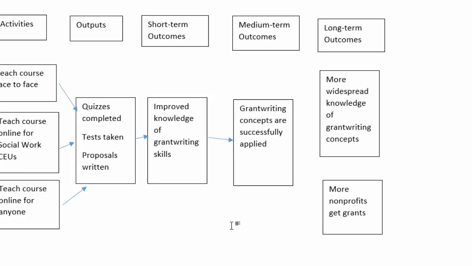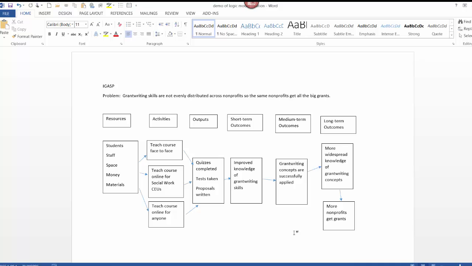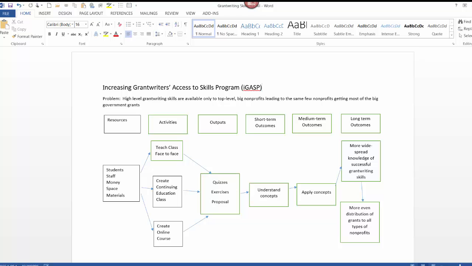Here we are, we're almost done. Couple more arrows. All right, it's kind of fun once you get used to it. There you go. There's a logic model made in Microsoft Word of the iGASP program. Let's go back and see what that stands for. Increasing grant writers' access to skills.